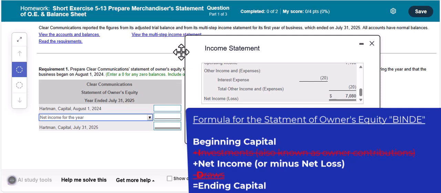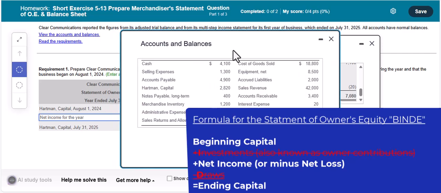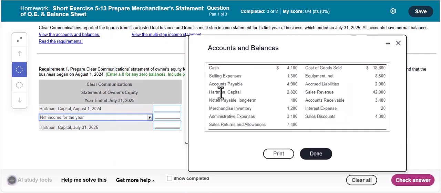So not to get ahead of ourselves here, let's start with the beginning capital. So that's that Hartman Capital, August 1st, 2024. And we're going to view the accounts and balances to find that one. So that is here on that adjusted trial balance. So the view the accounts and balances, and that's Hartman Capital of 2,820. So we can see if it'll let us copy and paste. And that's going to be our beginning capital.